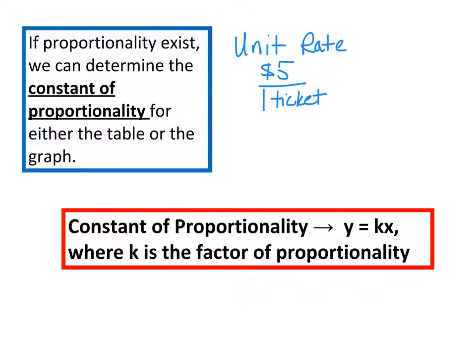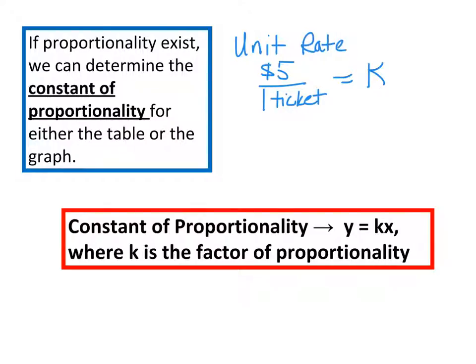If proportionality exists, we can determine the constant of proportionality for either the table or the graph. Remember that in our first example in the table, we found the unit rate, or the ratio of our y's to x's, simplified to 5 to 1, or $5 for one ticket. Not only is this our unit rate, but it's also k, our constant of proportionality.